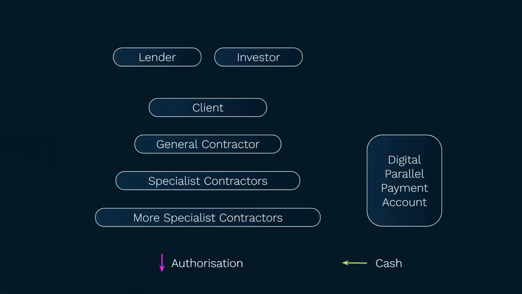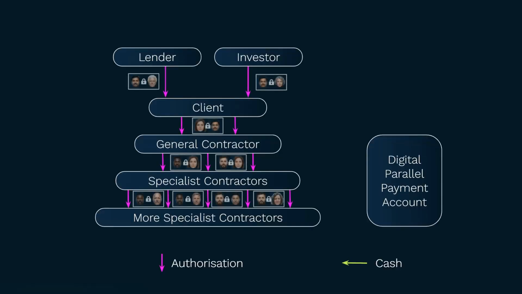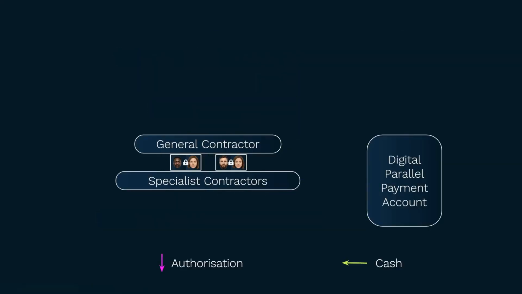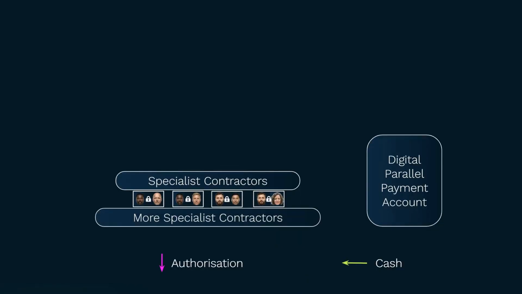This authorisation and verification process can be repeated as many times as necessary through and across the supply chain, creating a complete, biometrically secured audit trail of who owes what to whom. Sensitive commercial information is protected because everyone is dealing only with their own payments. The client isn't directly involved in authorising the payment to the specialist contractors, and in turn, the general contractor isn't directly involved in authorising the payment to the specialist contractors' suppliers.